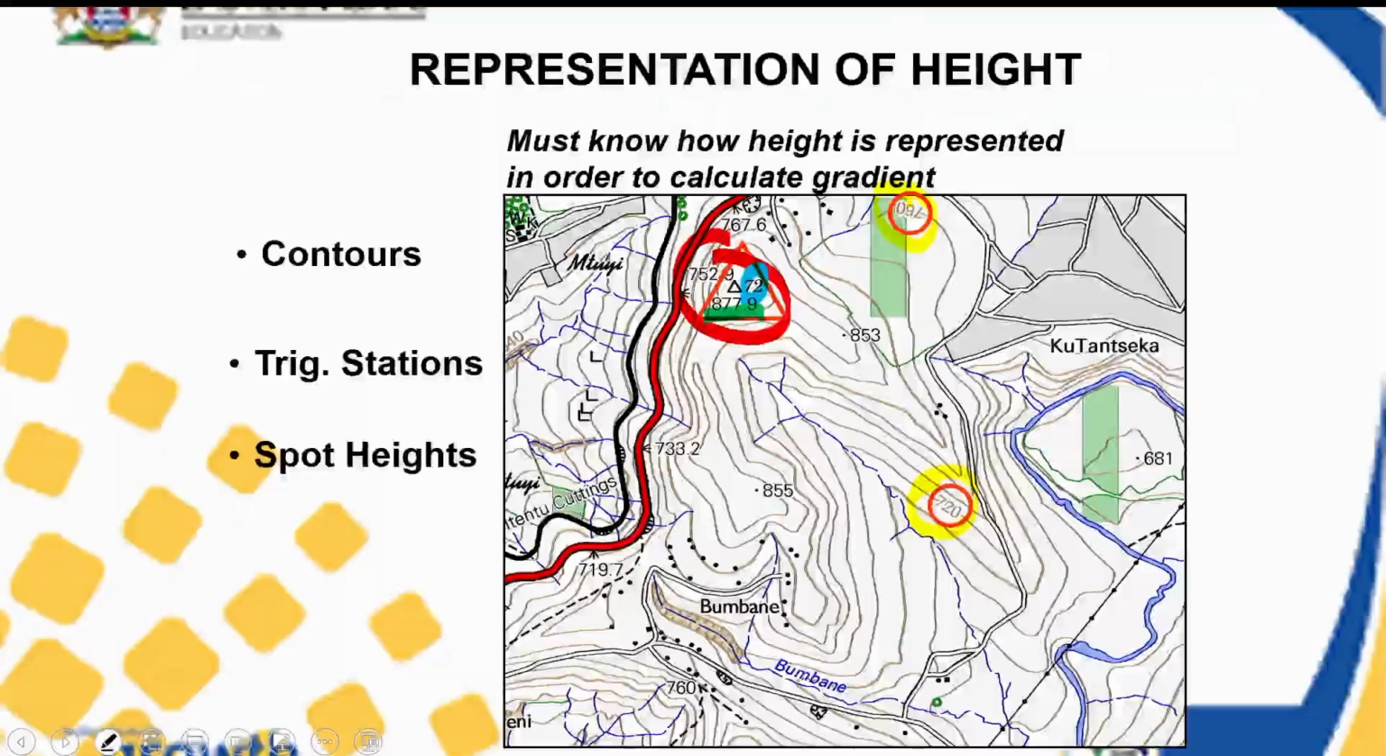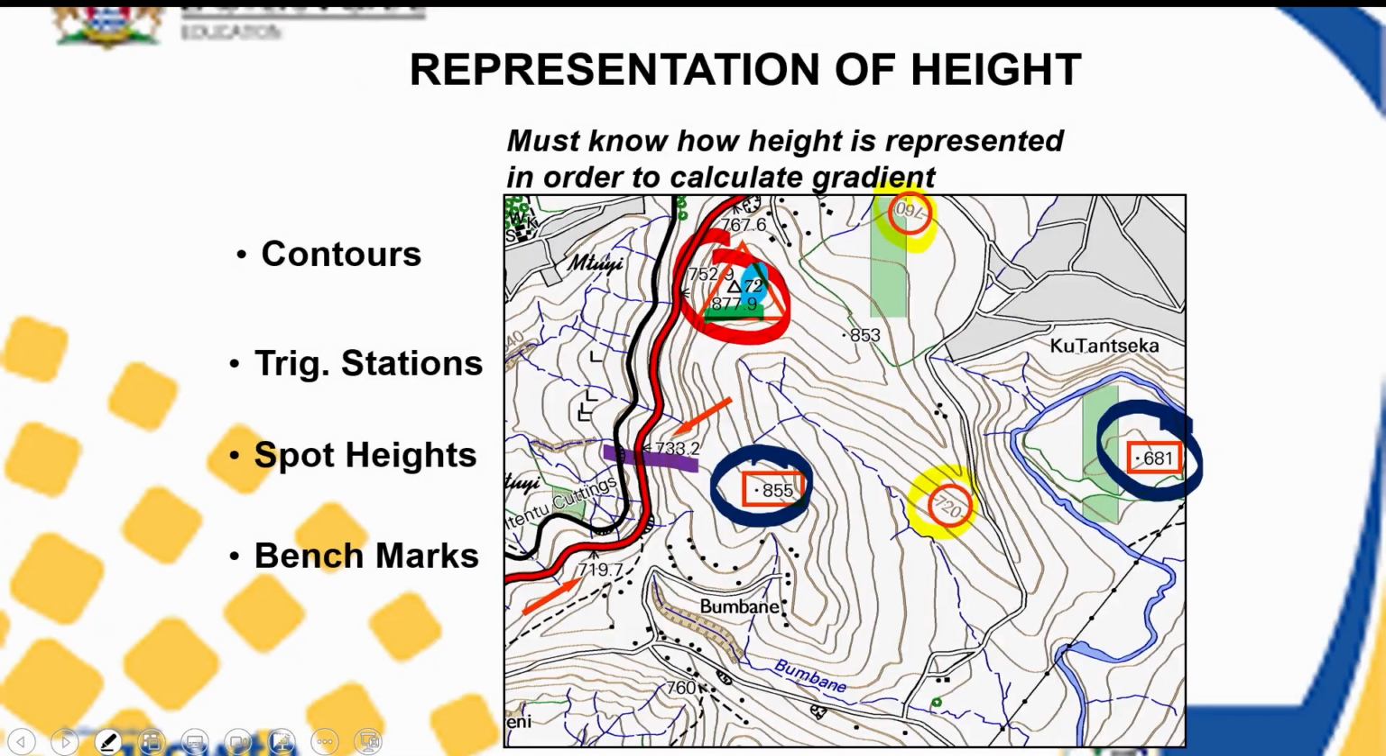Thirdly, we've got the spot height. Now, when we're talking about the spot height, there is spot height 855 and also spot height 681. This also indicates the height in a map. The last indicator is the benchmark.